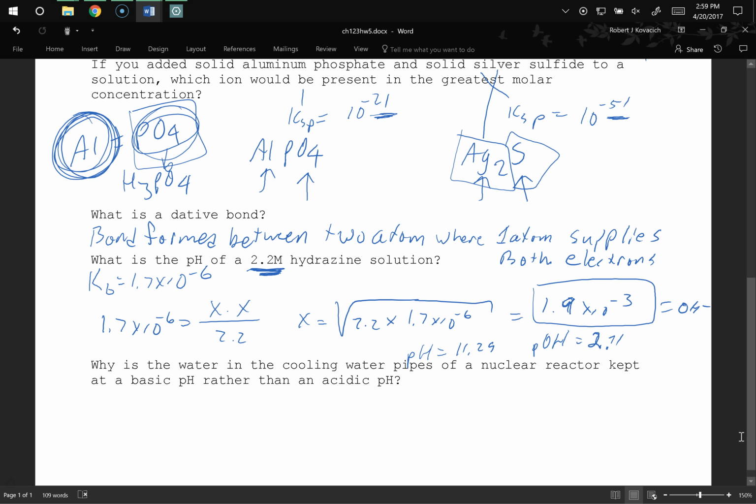So you actually look at the equation or the chemical formula for that. I don't know off the top of my head. It's like 2 or something.